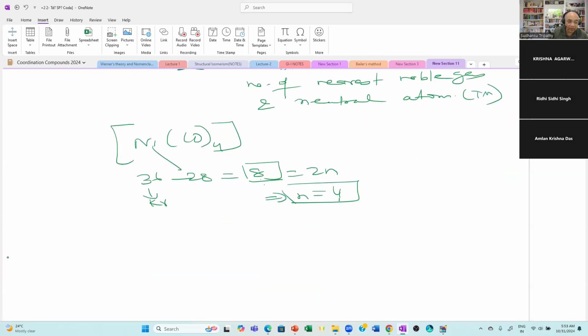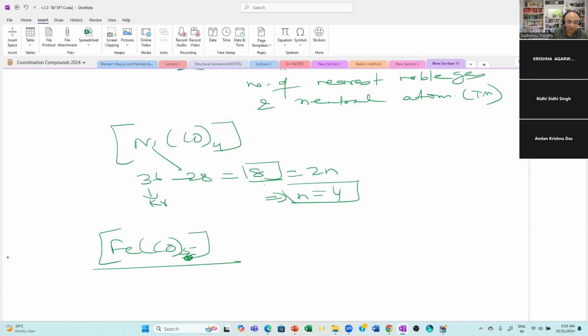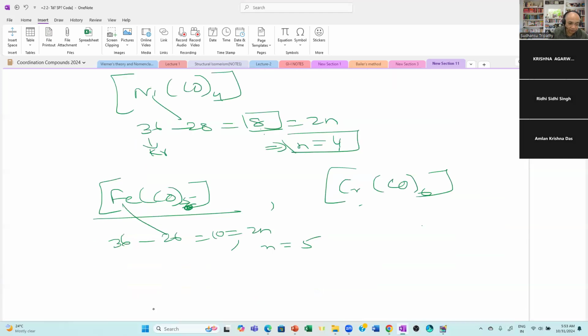Similarly, iron has to be pentacarbonyl, because the difference, 36 minus 26, is 10. So if this is equal to 2n, then n is equal to 5. Also chromium should be hexacarbonyl. You will do it. And then binuclear, what is the formula?